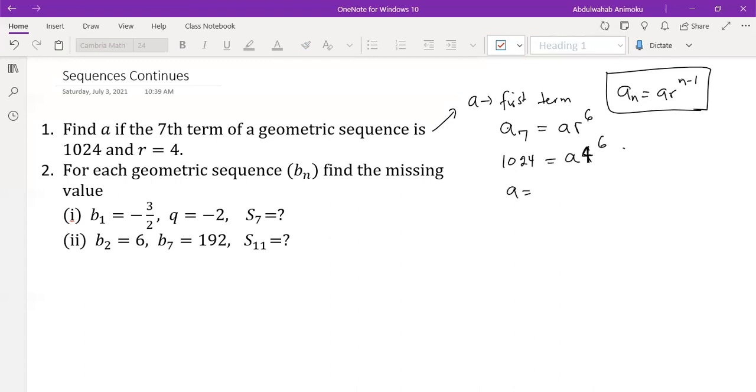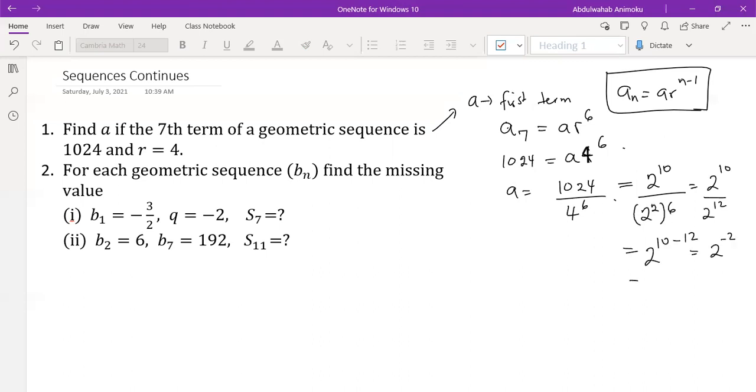Can we find A here? Of course, A would just be when we divide 1024 by 4 raised to power 6. Now to simplify this, 1024 is the same as 2 raised to power 10, if I'm not mistaken. And then 4 raised to power 6, we can simplify 4 as 2 raised to power 2, don't forget the 6. And this is the same as 2 raised to power 12, right? 2 times 6 is 12. And then this gives us 2 raised to power 10 minus 12, which is 2 raised to power minus 2, which again is 1 over 2 squared, and this is 1 over 4. So the first term here is 1 over 4. It's as easy as that.